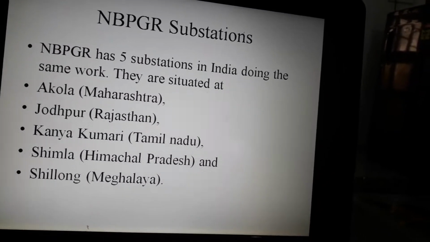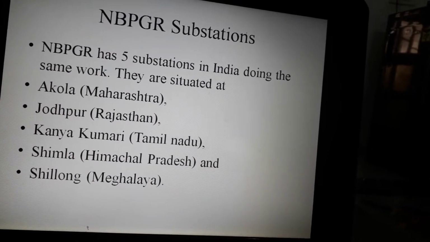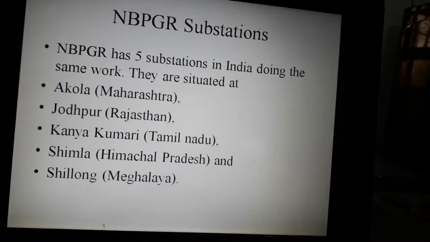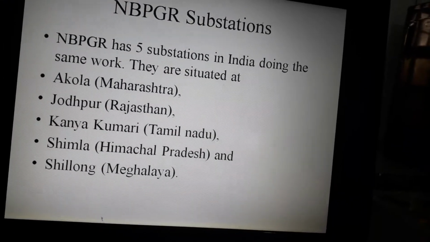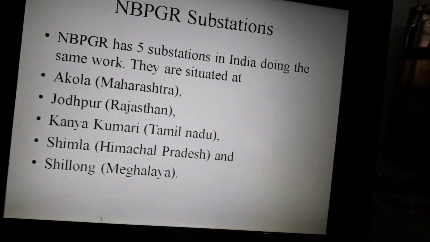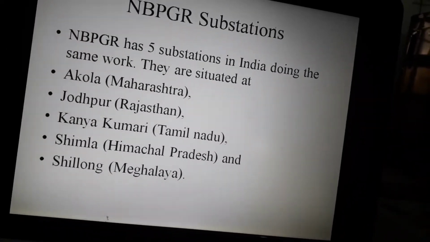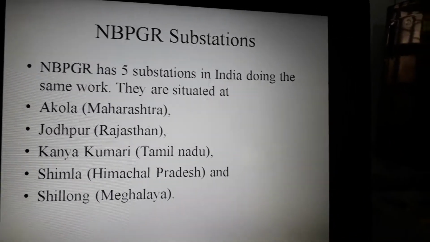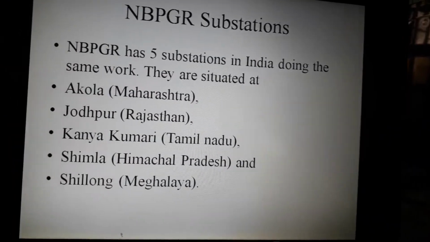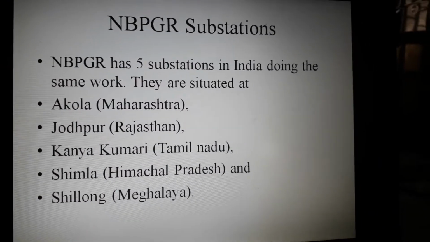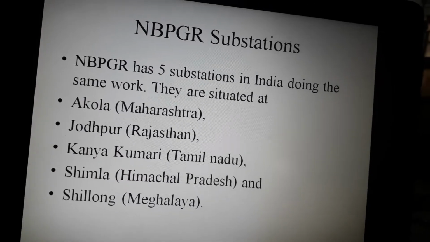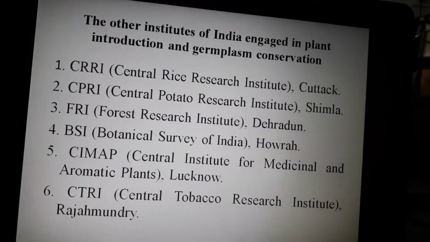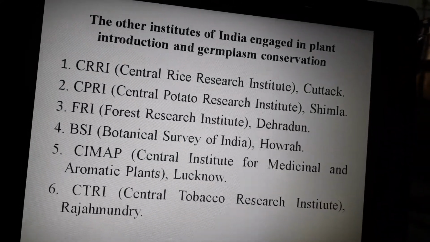NBPGR has 5 substations in India which work on plant introduction, and they are in Maharashtra, Rajasthan, Tamil Nadu, Himachal Pradesh and Meghalaya. These 5 locations cover all the climatic conditions, from where we can have an exotic variety, an indigenous variety, and we can also go for a wild variety.